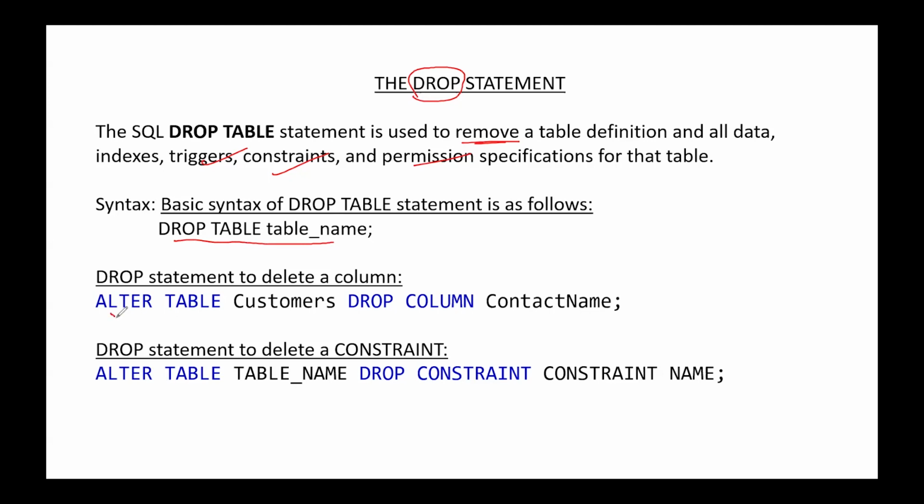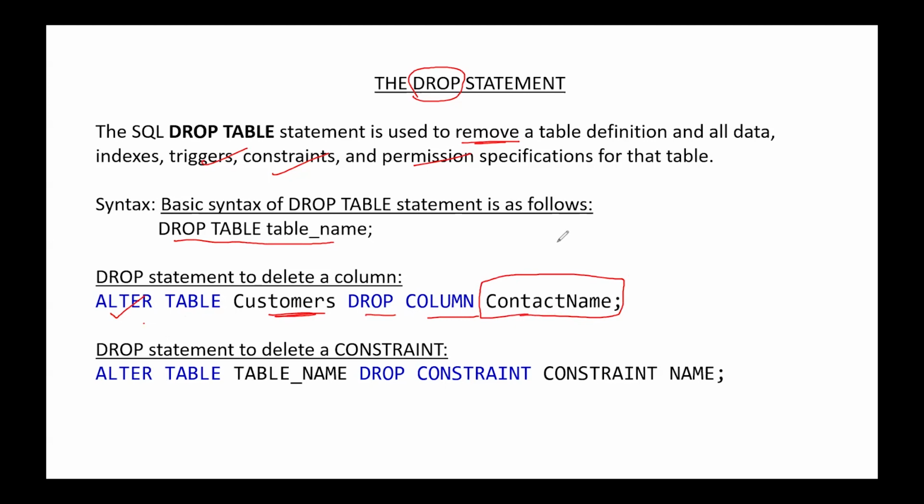In that case, like I told you, you will combine the drop command along with the alter table. So alter table name, drop column, and you will mention the name of the column. By doing this, you're going to delete that particular column from the table.